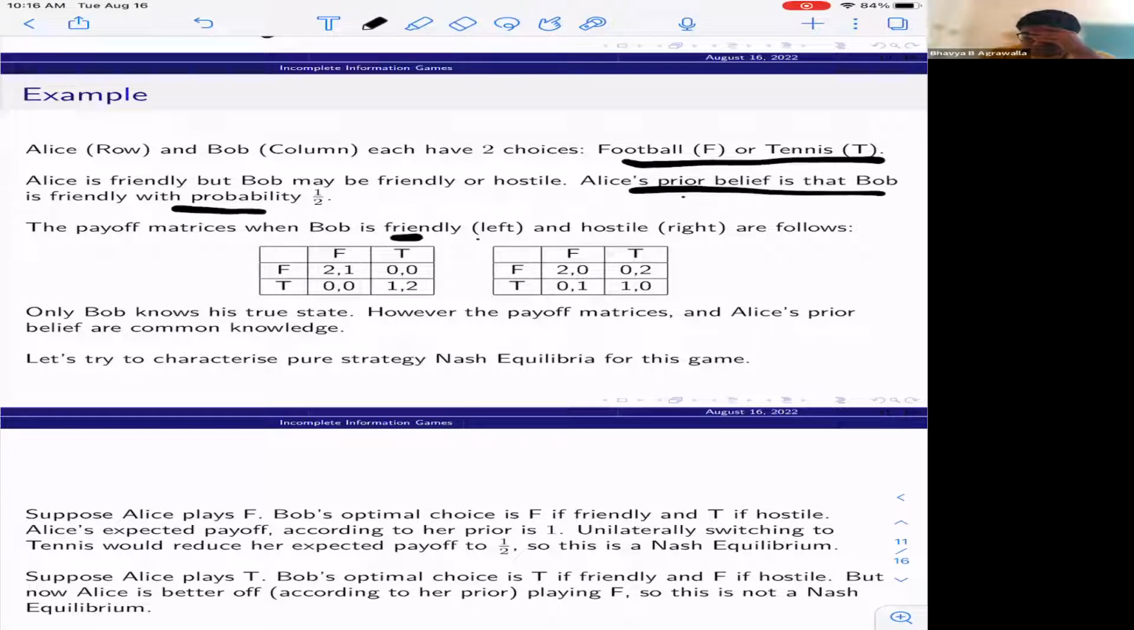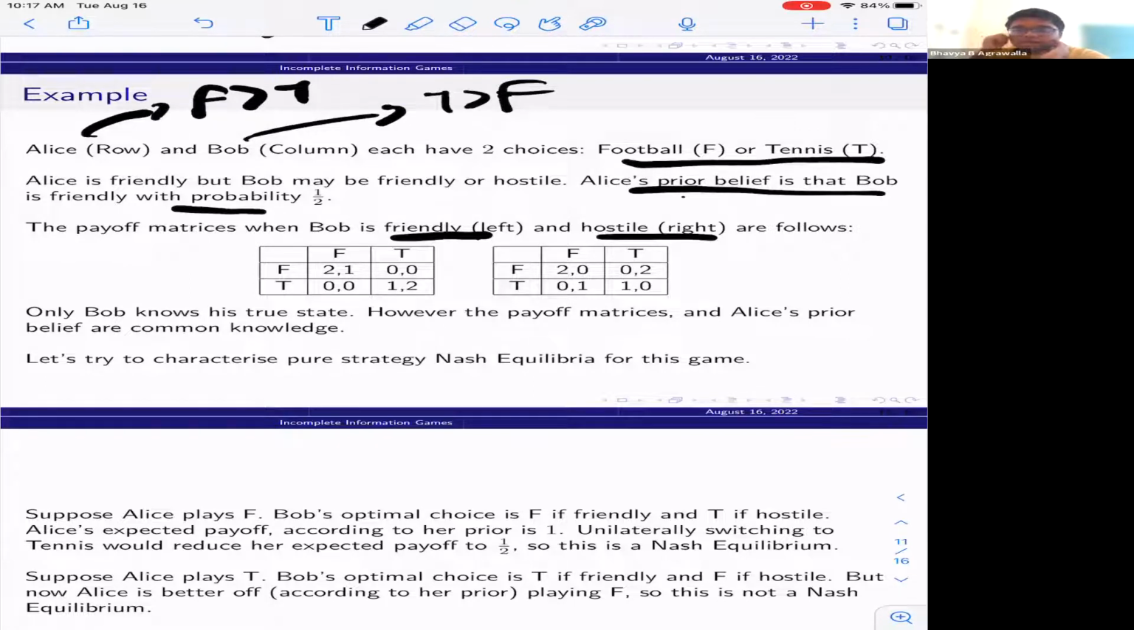The payoff matrices when Bob is friendly and when Bob is hostile are these. The story behind these payoff matrices is as follows: Alice likes football more than tennis, and Bob likes tennis more than football. If a player is friendly, they would want both of them to play the same game. If they play the same game, then for their favorite sport, the payoff is 2, and for their next favorite sport, the payoff is 1. If they don't play the same game, then the payoff for a friendly player is just 0. But for a hostile player, it's the opposite. If they play the same game, the payoff for a hostile player is 0.